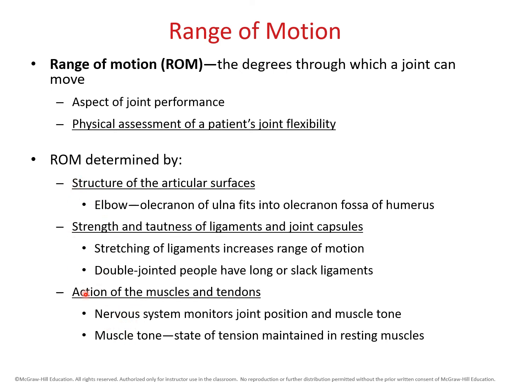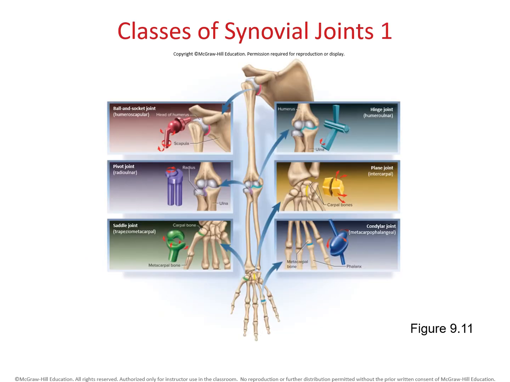Range of motion is also going to be determined by the muscle and the tendon. The nervous system, when we learn about muscle, you're going to see how the brain and the spinal cord are going to play a role in this. Remember I mentioned proprioceptors. Proprioceptors are receptors of the nervous system, and they detect body position and joint position and muscle tone, as we learn later. So basically, actions of muscles and tendons will also obviously affect how great a range of motion may be.